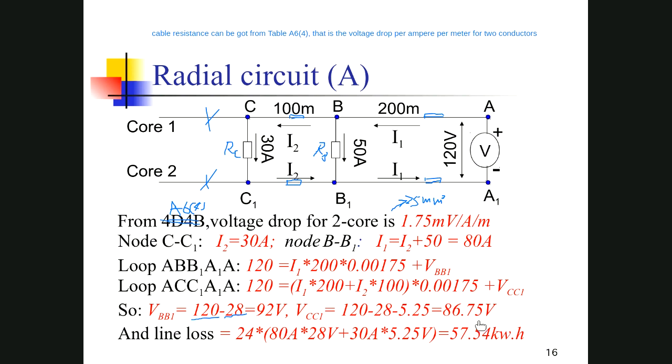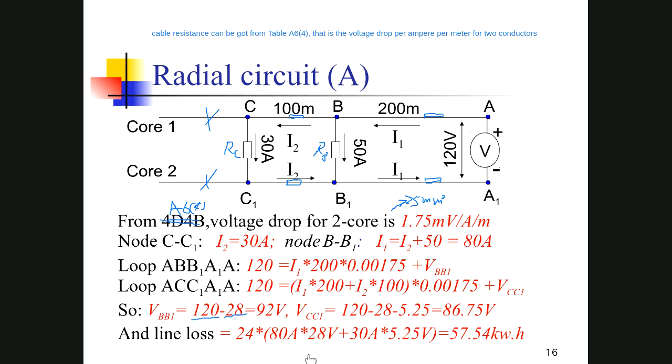So you found that the voltage drops on longer cables are bigger. The larger the current, the bigger the voltage drop. The longer the cables, the bigger the voltage drop. The table values are the voltage drops per ampere per meter for two conductors. Remember this one: per ampere per meter.